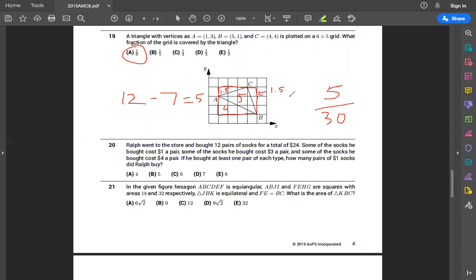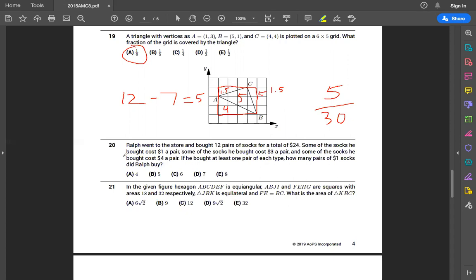So we're told that Ralph goes to the store and buys 12 pairs of socks for $24. And some of them cost $1 a pair, some cost $3, and some cost $4. We know he bought at least 1 pair of each type, so we want to know how many $1 pairs he bought.